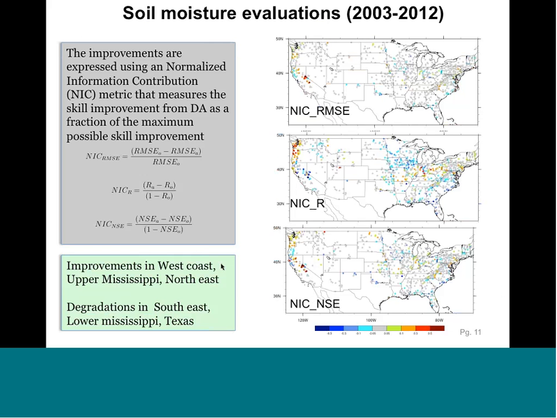Okay, so again, we're satisfied with that, so then we go and look at the stream flow using the same metrics I already explained. And again, here you see areas where there's large improvements. There's areas, kind of a mixed bag, improvements on the West Coast, upper Mississippi, and the Northeast. Other areas like the Southeast and the lower Mississippi and Texas don't seem to show improvements.